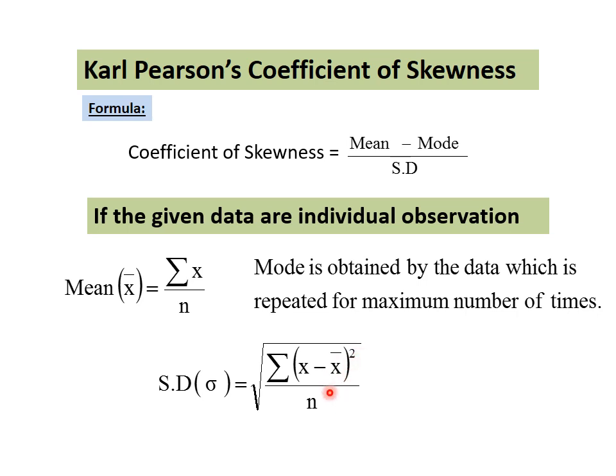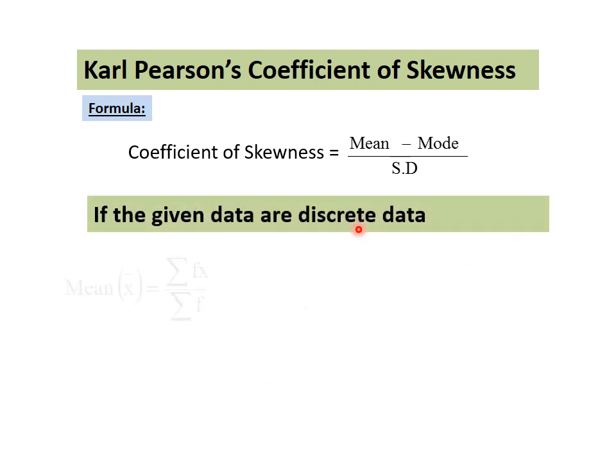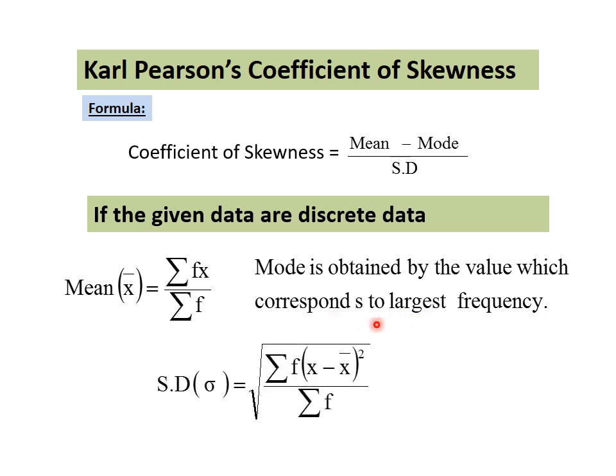divided by n. If the given data are discrete data, then how to calculate mean, mode and standard deviation. So this is the formula. X bar is calculated with the help of summation fx divided by sum f, and mode is obtained by the value which corresponds to the largest frequency, and standard deviation sigma is equal to square root of summation f into x minus x bar whole square divided by summation f.